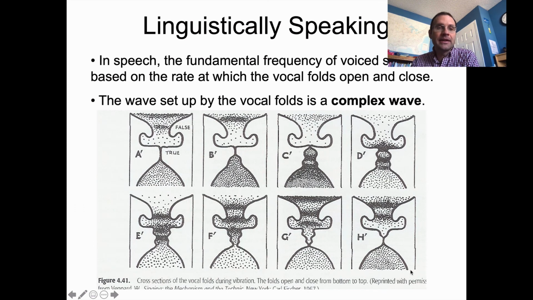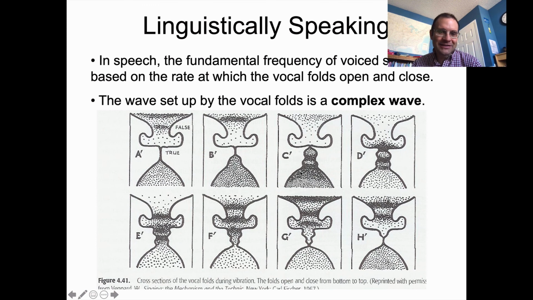It turns out that in speech, the fundamental frequency of voiced sounds is based on the rate at which the vocal folds open and close. So this is looking at a microscopic level of what happens when your vocal folds open and close during voicing. And it turns out they don't simply open in one nice clear pop and then close in one nice fell swoop, as it were. There's some complexity in there.